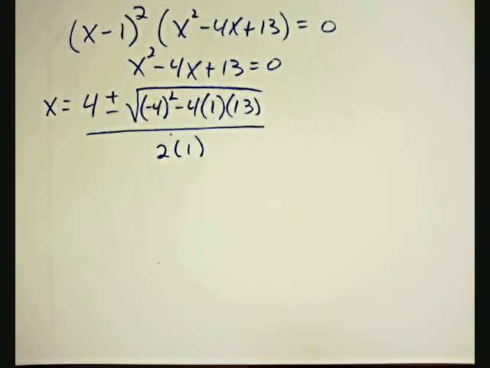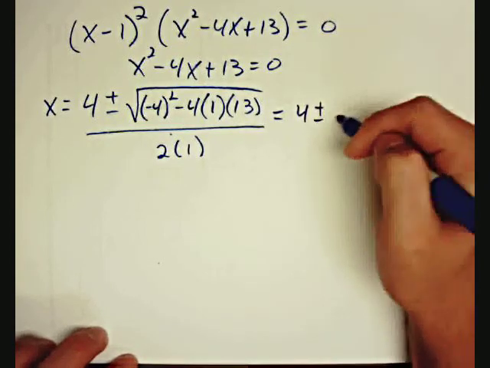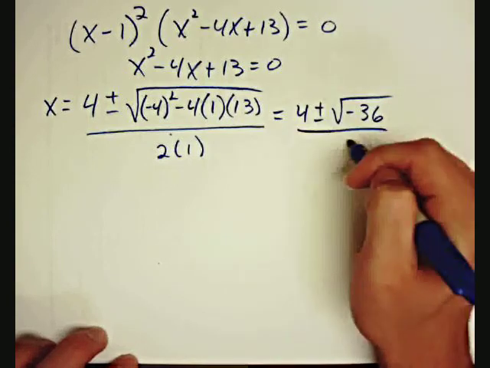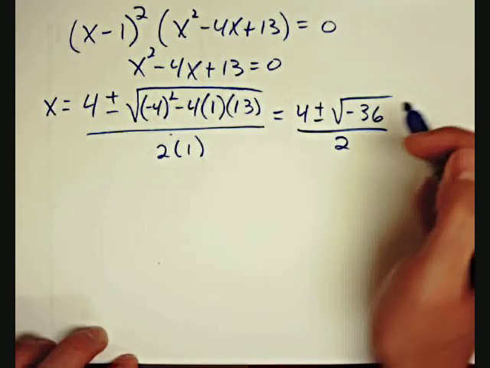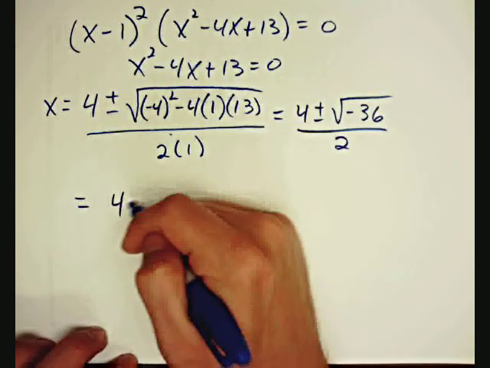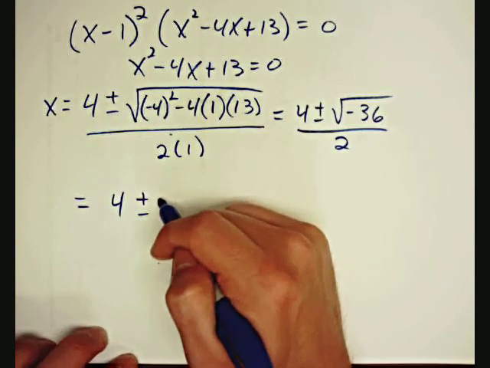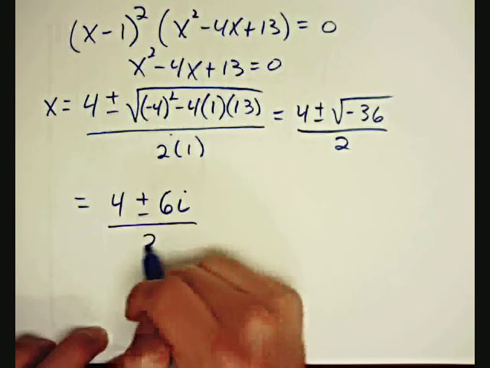Okay. Underneath the square root, you'll have 16 minus 52, and that's negative 36. So 4 plus and minus the square root of negative 36 all over 2. 36 is a perfect square. So 4 plus and minus the square root of 36, which is 6. The negative gives us an i, all over 2.